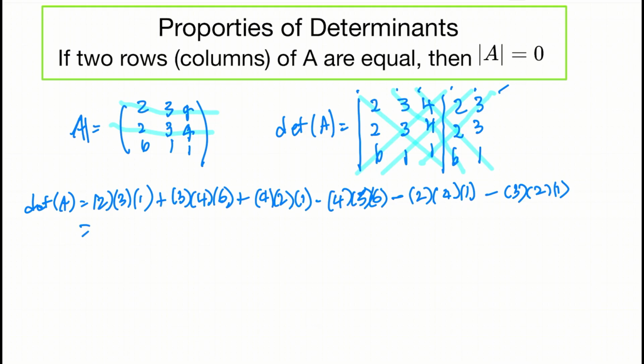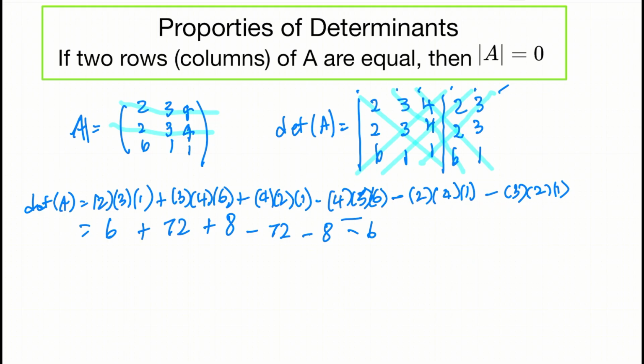All right, let's do the multiplications here. 2 times 3 is 6, plus 3 times 4 is 12, times 6 is 72, plus 4 times 2 is 8. Now we're going to look at the minus diagonals. 4 times 3 times 6 is 12 times 6, that's 72, minus 4 times 2 is 8, and then minus 3 times 2 times 1 is minus 6.